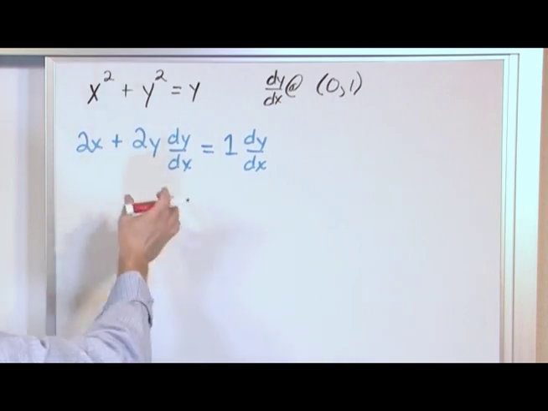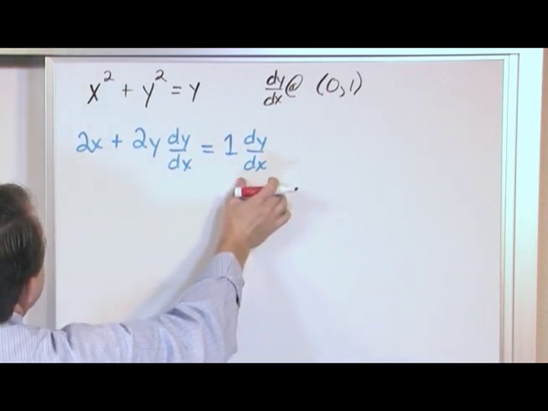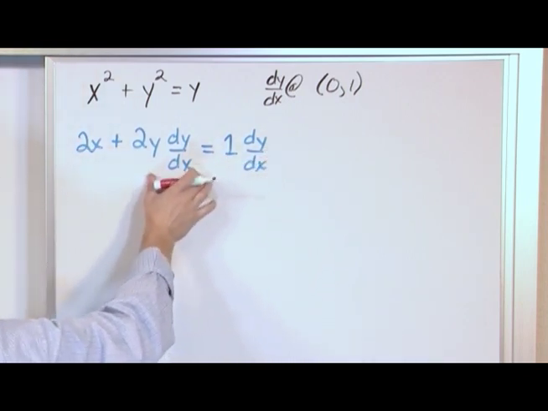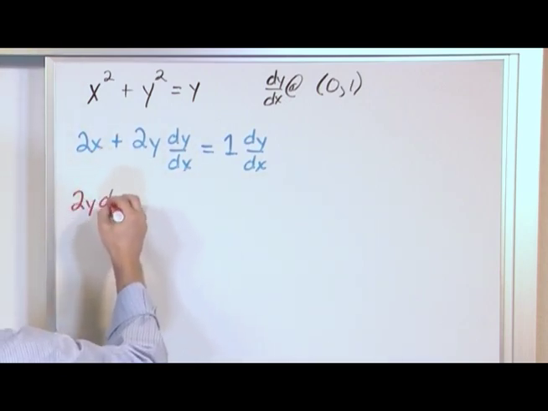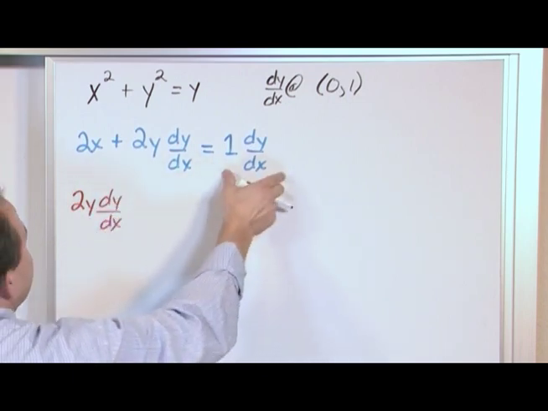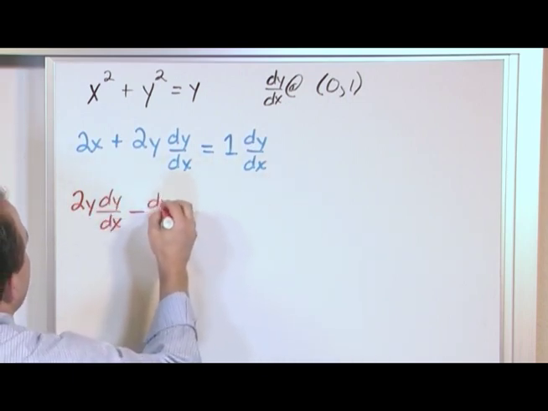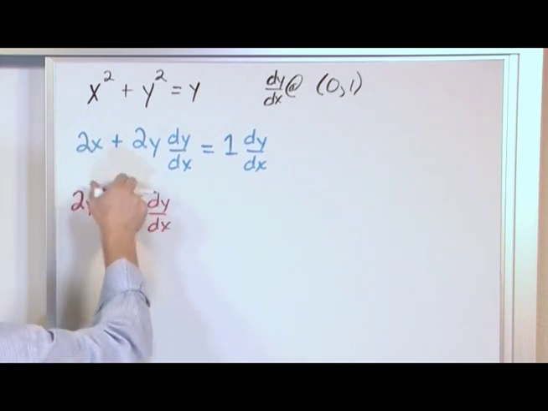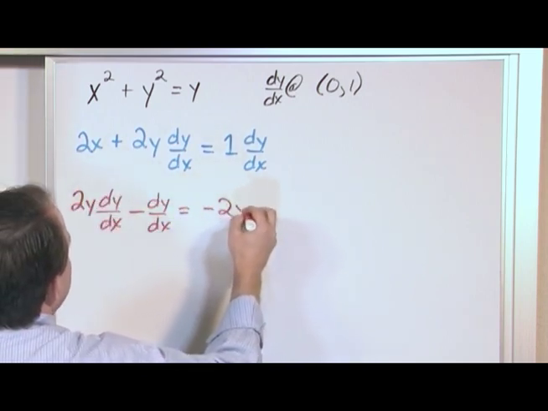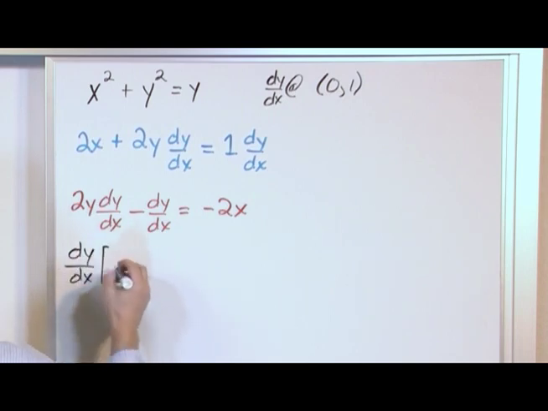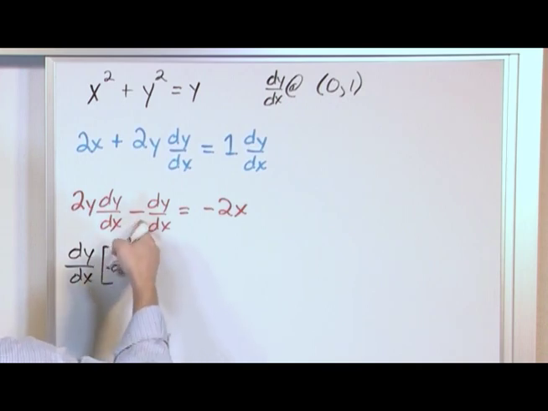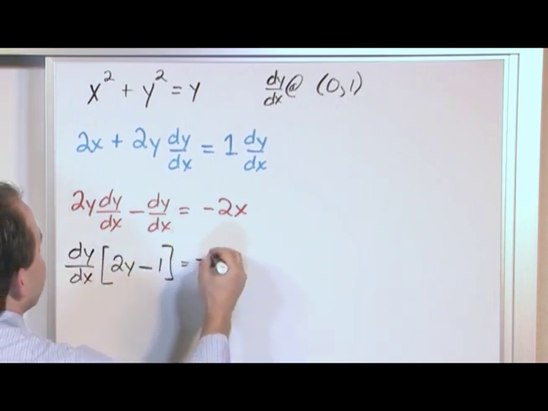So what we're going to do is we want to solve for this quantity dy/dx. So let's move this term over here, and let's move this term to the other side. So what we'll be left with is 2y dy/dx. Let's subtract this term over, so it'll be minus dy/dx. And let's subtract this term over to the other side, negative 2x. All right, now to continue making progress, we need to factor out this derivative, dy/dx, let's pull it out. On the inside, you'll have 2y minus 1 is equal to negative 2x.